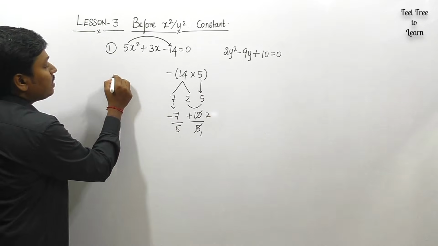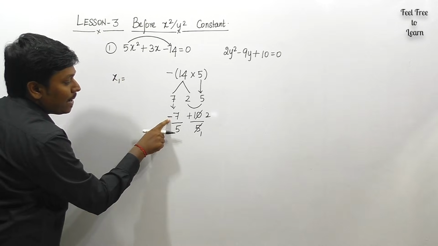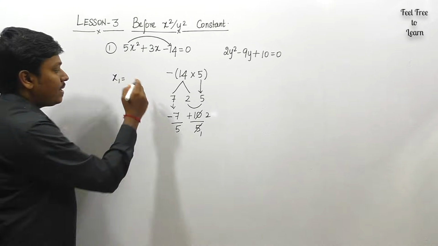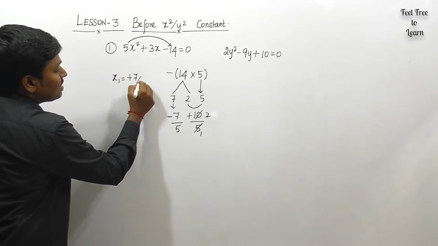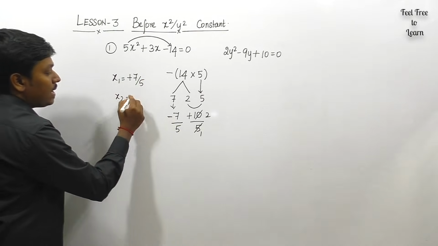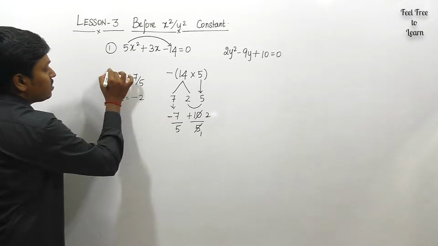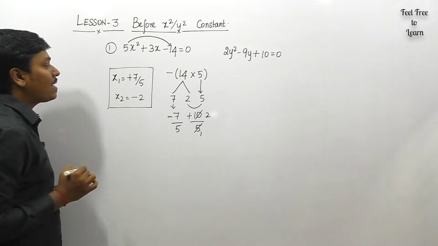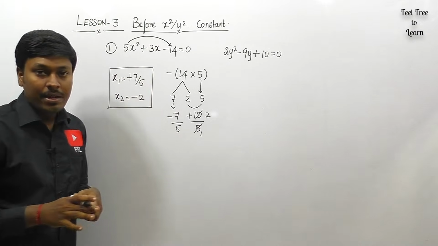So finally, we got the factors x1. Here it is minus 7 by 5. But while writing, you should change the sign as plus 7 by 5. Similarly, x2. So here it is plus 2, but while writing, you need to change the sign as minus 2. So finally, we got the factors that is plus 7 by 5 and minus 2.